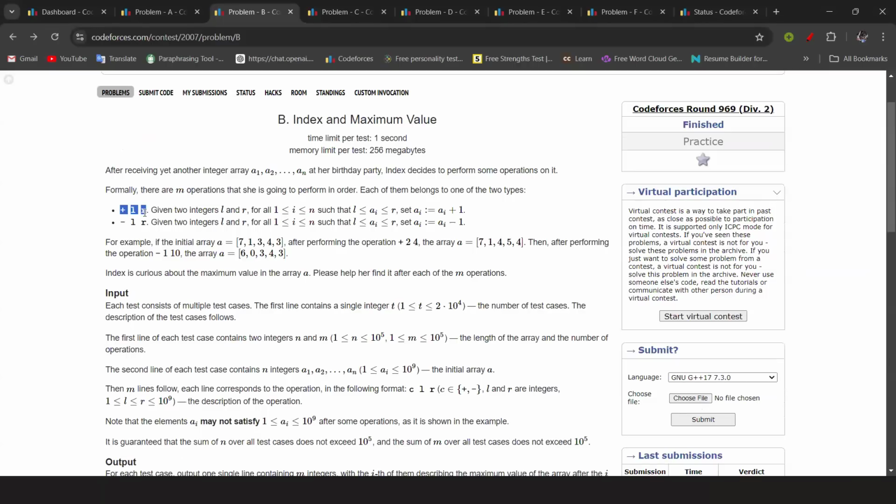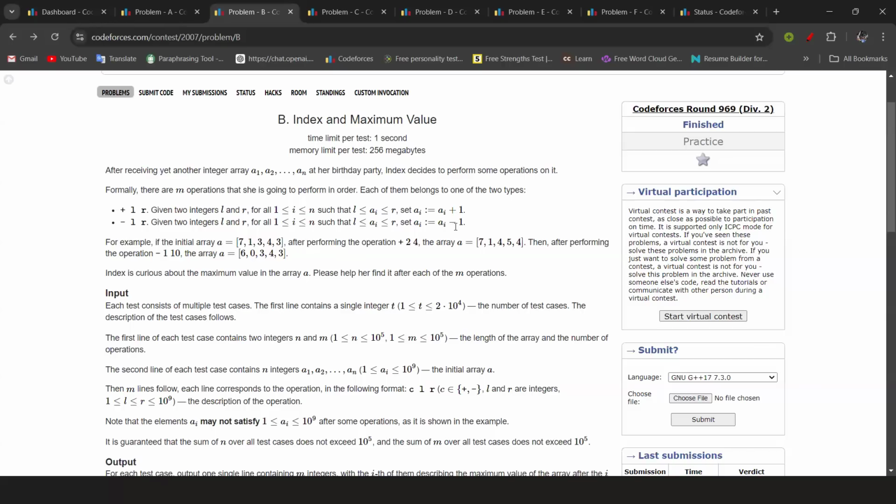Plus L R and minus L R. For plus L R, all the values that are in the range from L to R are incremented by 1. For minus L R, all the values in the range from L to R are decremented by 1.